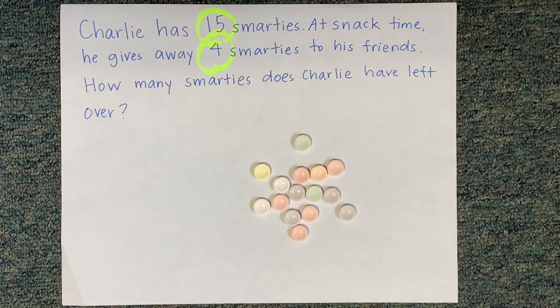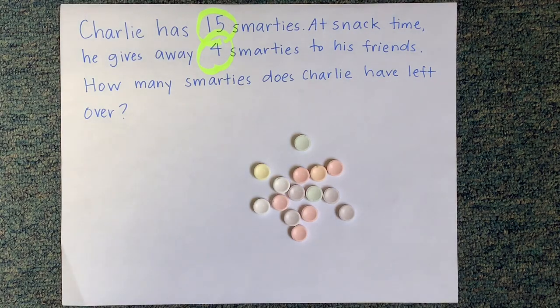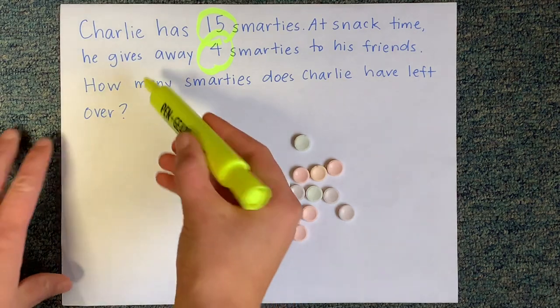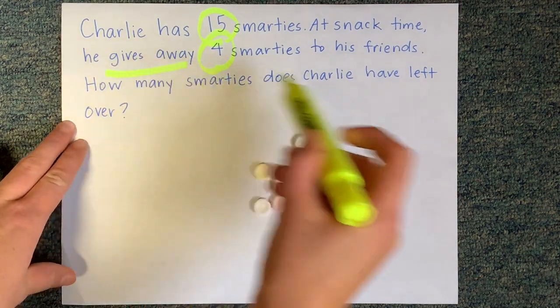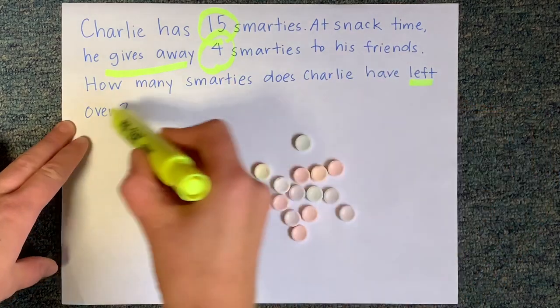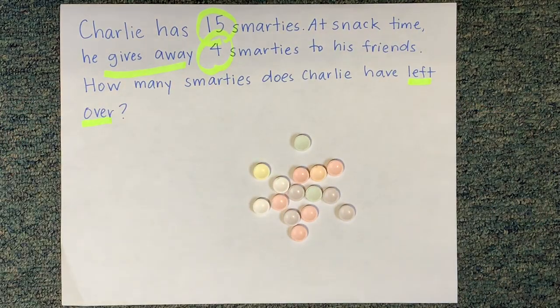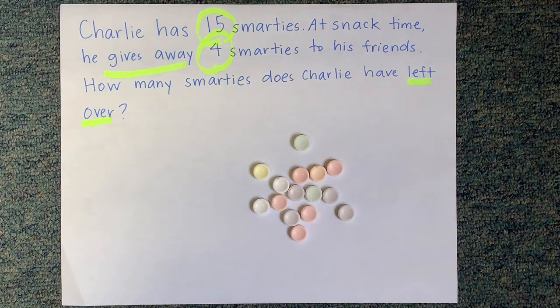Okay. Then there are also some key words in this problem that are going to help me know how to do it. So I'm going to underline those key words. And the key words that I see are gives away and left over. Okay. So now I'm going to do a little demonstration with these Smarties.